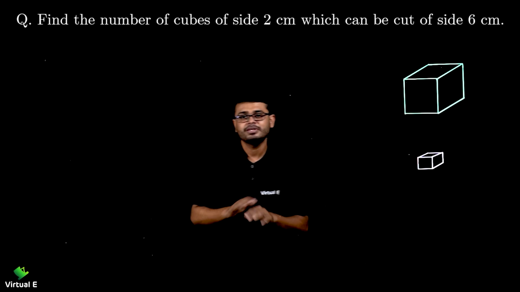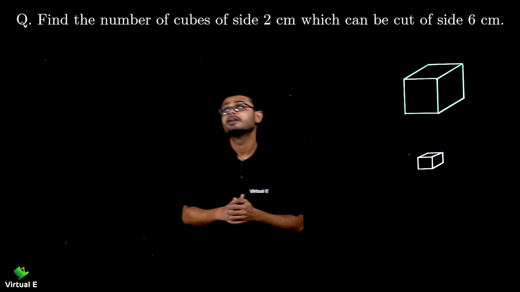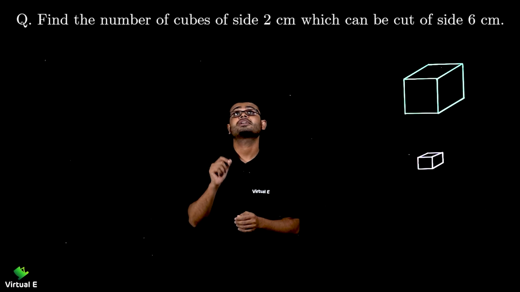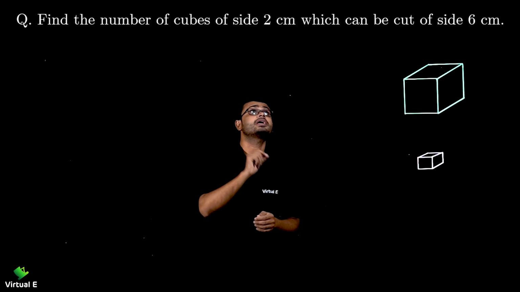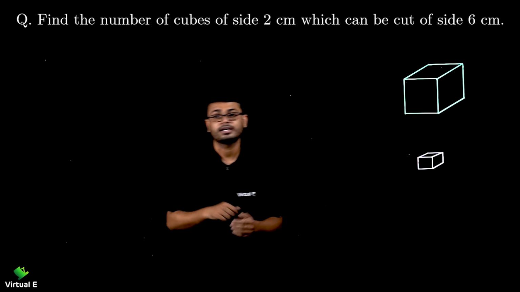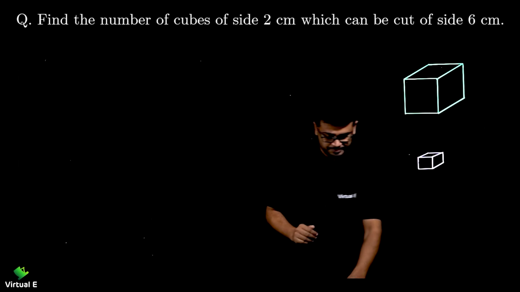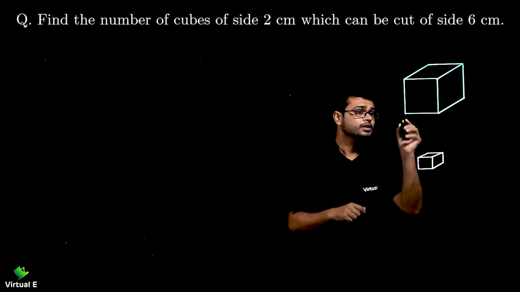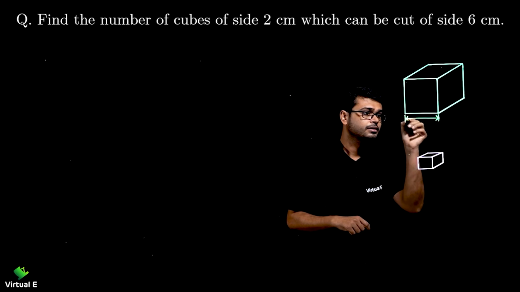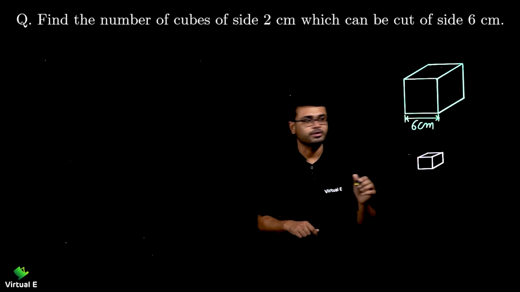Let's discuss one very basic question that you must have learned in grade 8, grade 9 as well, right? So let's read the question. Find the number of cubes of side 2 centimeter which can be cut from a cube of side 6 centimeter. So suppose you have one cube of side 6 centimeter. Let's label it. So let's say 6 centimeter is the side here, and you are cutting a few cubes out of this.